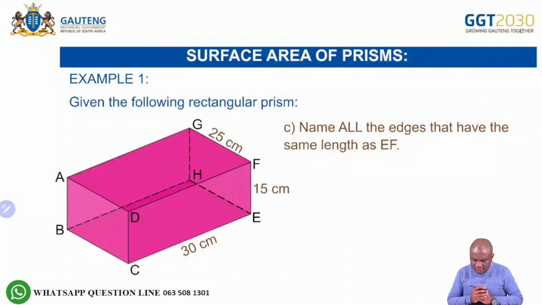Right, name all the edges that have the same length as EF. This is EF. Name all the edges that have the same length as EF. 1 minute.